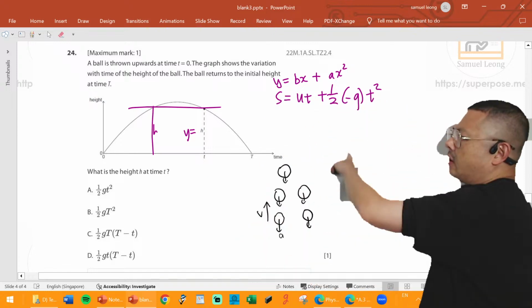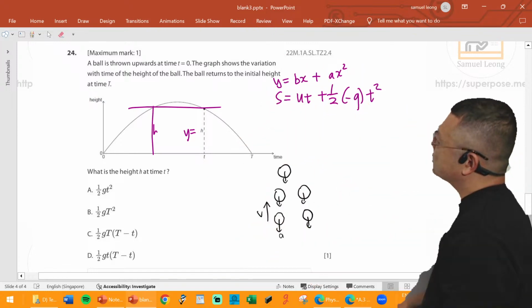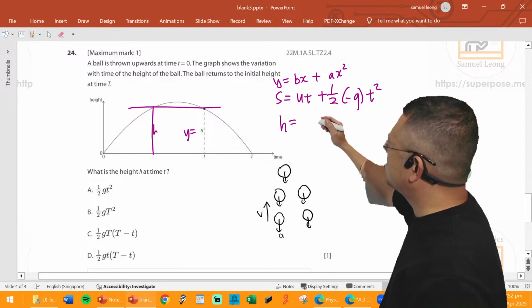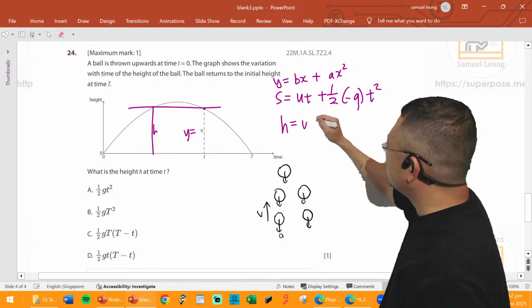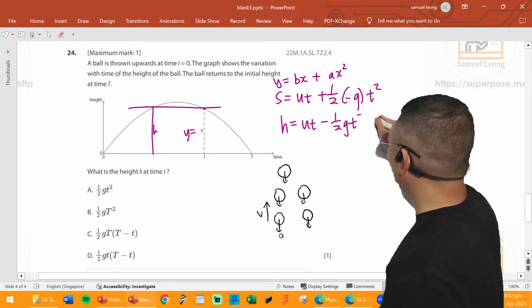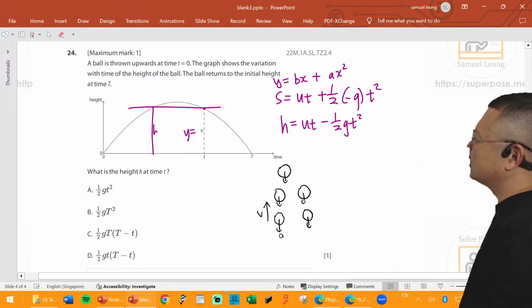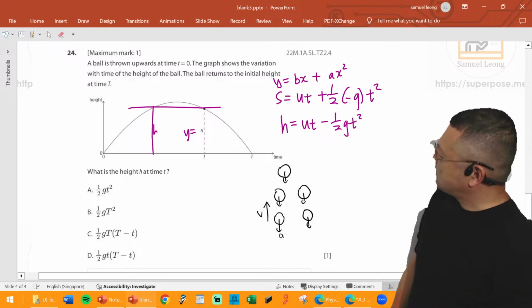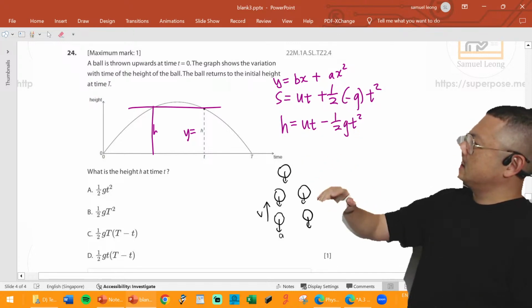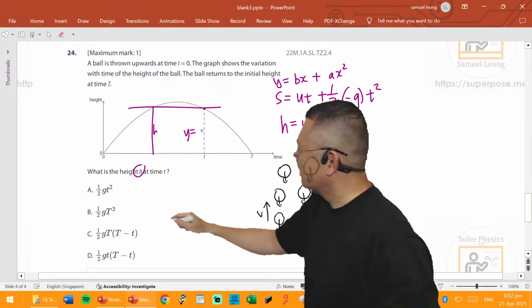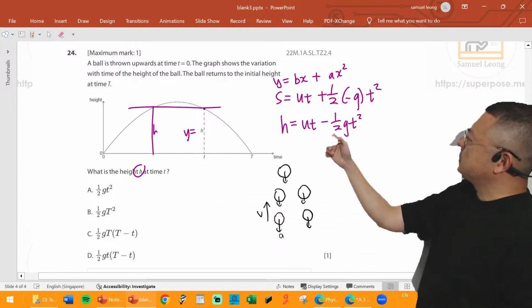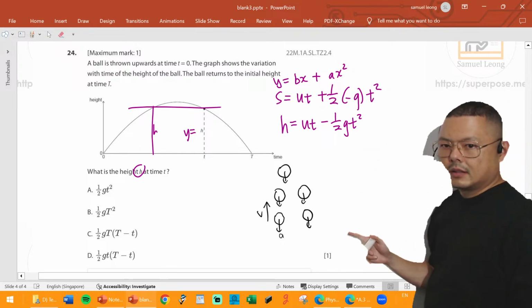Sure, by all means. You know what I'm going to do? I'm just going to sub in the value first. Let's worry about the rest later. h equals ut minus half gt squared. Then I'll probably think, if I can make t the subject, I would have an answer. Oh no, they want me to find h. So h equals ut plus half gt squared.